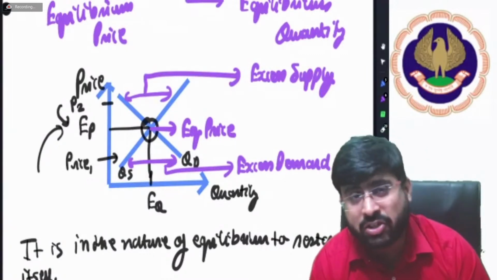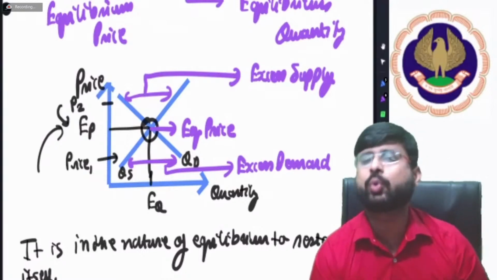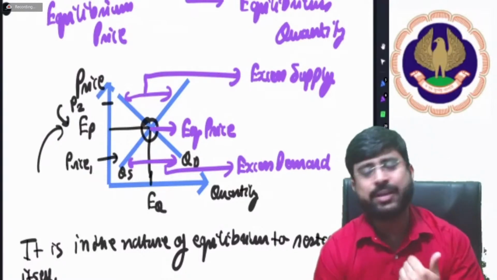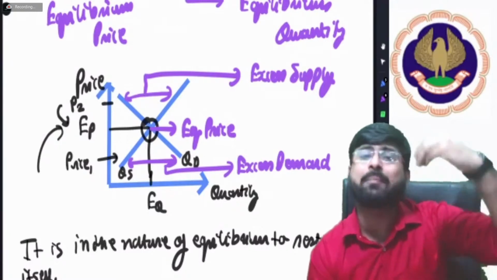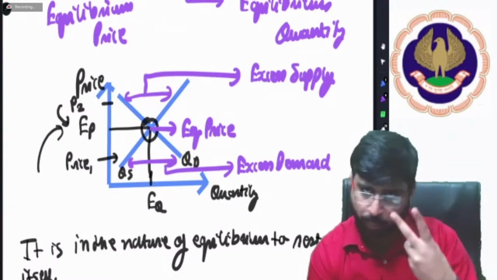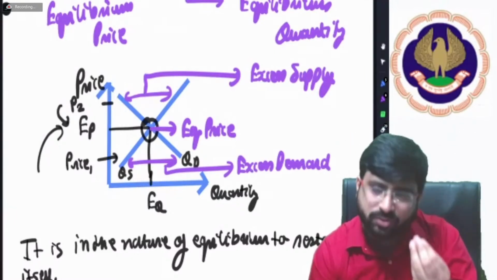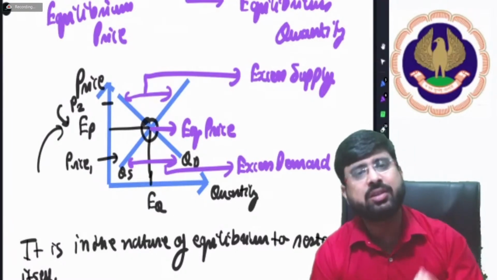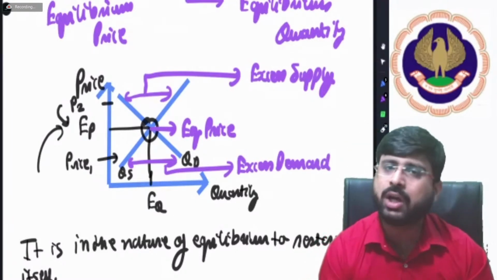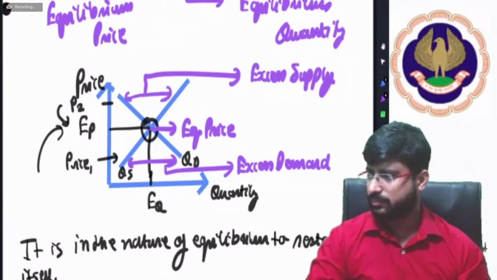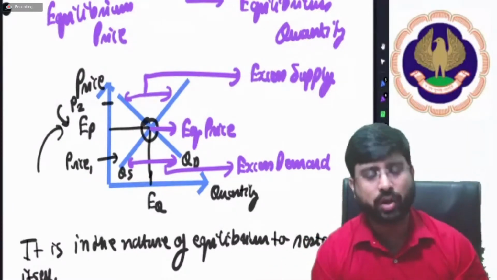So it is in the nature of equilibrium to restore itself. When price is less than equilibrium price, there will be excess demand. And when price is above equilibrium price, there will be excess supply. In both these cases, the price is going to return to the equilibrium level. Okay, sir, we got it.